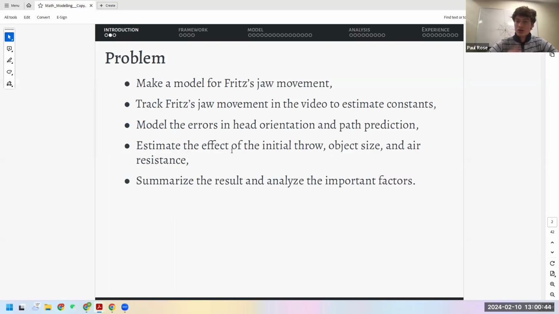So to approach this problem, we first made an ODE model of Fritz's jaw movement and tracked Fritz's mouth in a video to corroborate the model and determine which constants to use in the ODEs. Then we modeled errors in head orientation and distance prediction using kinematics and determined how these would affect catching ability. And finally, we estimated the effect of the initial throw, object size, and air resistance.